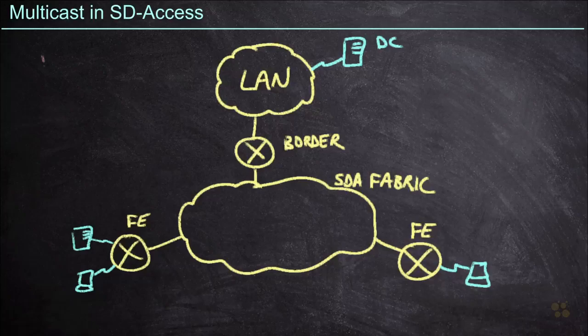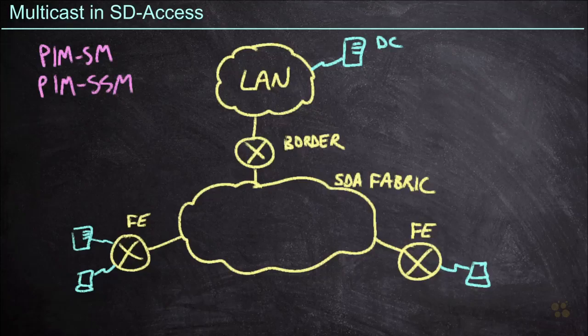Furthermore, from a PIM perspective, SDA is going to support PIM sparse mode and PIM source-specific multicast, or SSM. We are not supporting dense mode in this environment, so keep that in mind in our designs as well. Now, PIM sparse mode requires the use of rendezvous points. A rendezvous point is the glue that connects our multicast source with the multicast receivers out on the network somewhere.